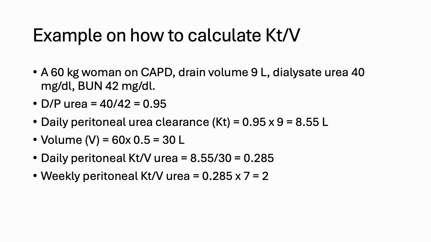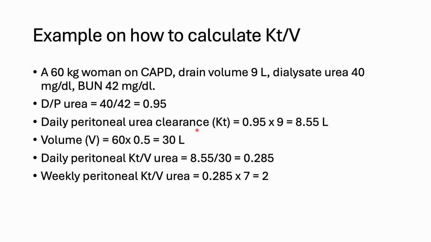So first step, we calculate D over P, dialysate over plasma urea. The dialysate is 40, plasma is 42, so we get 0.95. This has no unit because it's milligram per deciliter over milligram per deciliter, so they cancel out. So D over P urea is 0.95.